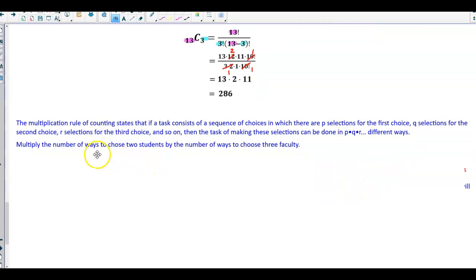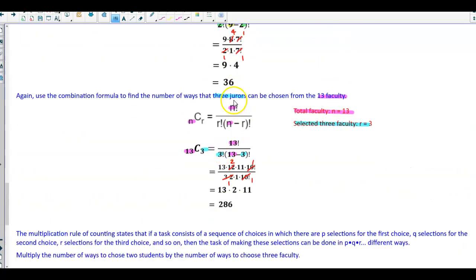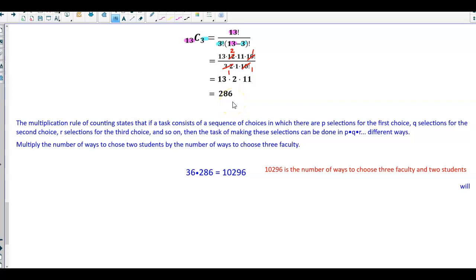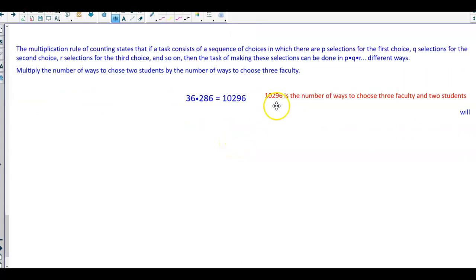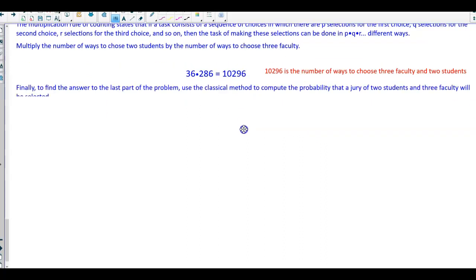So we're going to multiply the number of ways to choose 2 students by the number of ways to choose 3 faculty. Well, recall that we got 36 ways to choose students and 286 ways to choose faculty. So 36 times 286 gives us 10,296. And that 10,296 is the number of ways to choose 3 faculty and 2 students.